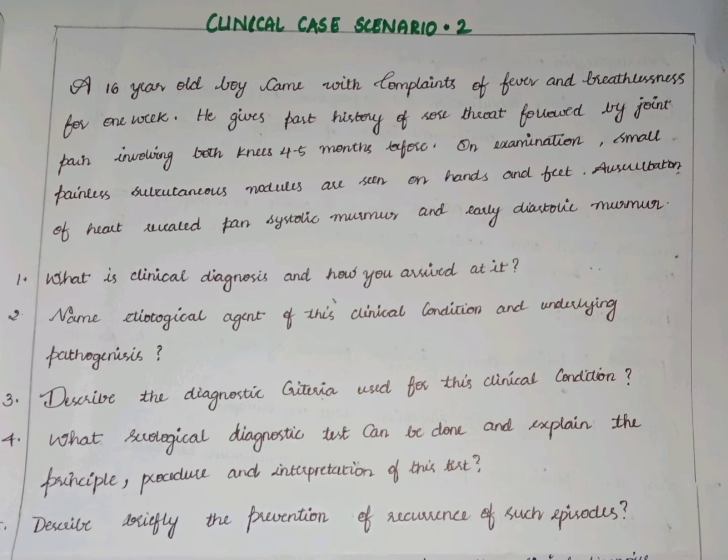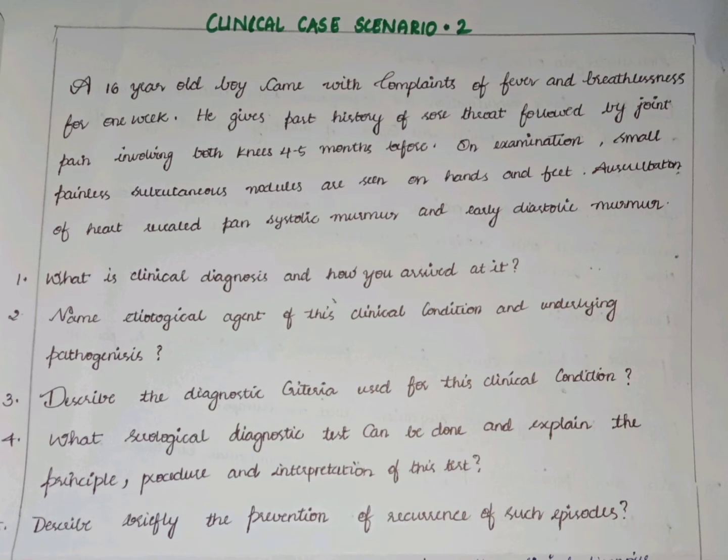Let us look into the questions. First question: what is the clinical diagnosis and how did you arrive at it? Answer is, based on the history and clinical examination, the clinical diagnosis is acute rheumatic fever. Now let us look into the second question.